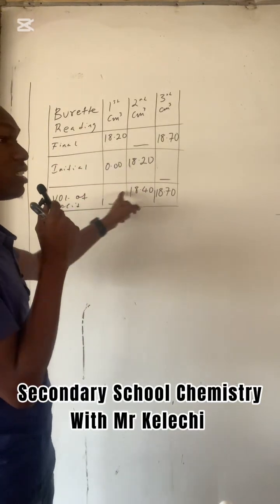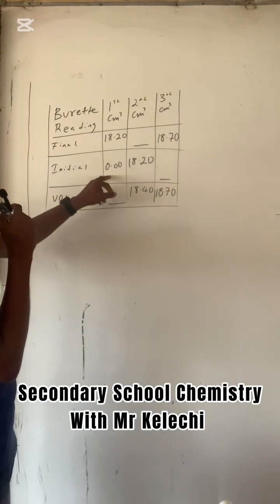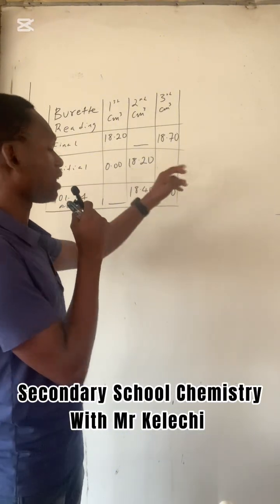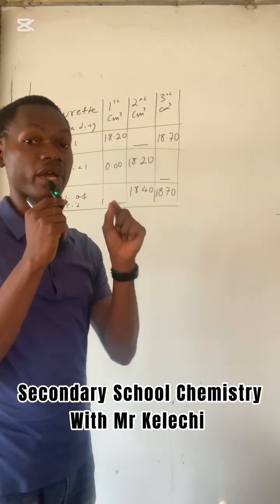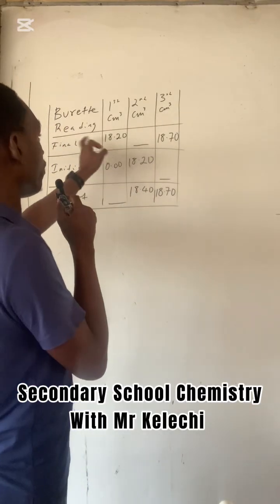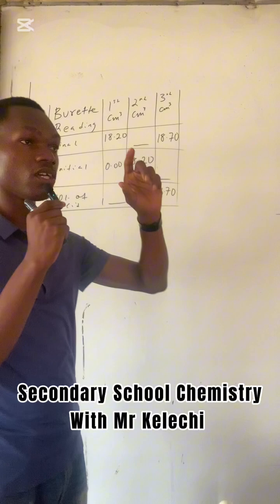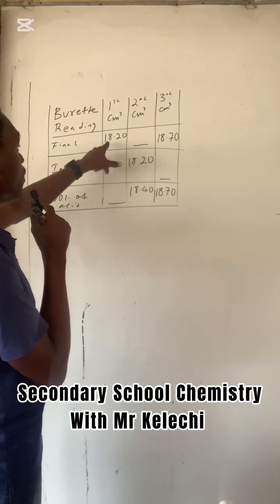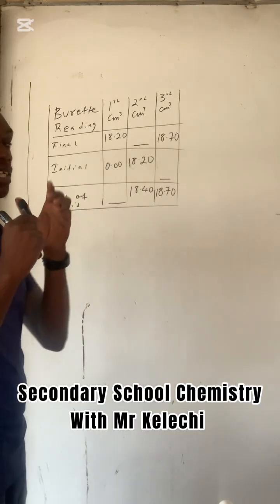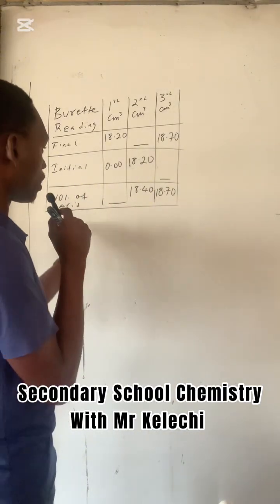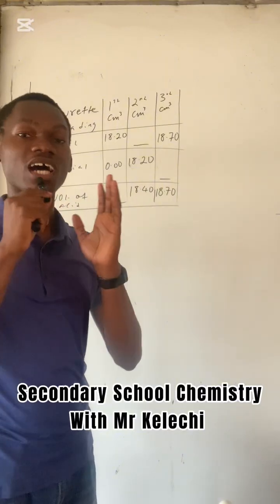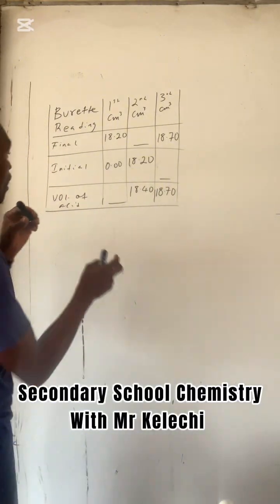Now, the volume of the acid is simply the final minus the initial. Like I said, the initial is the burette reading you started with, and the final is what you got at the end of the titration. So, in order for us to get the volume of acid, the final minus the initial will give us the volume of acid. Secondly, the question that follows is to calculate the average volume of acid used. I'm going to show you how to do that. First of all, let's fill this table.